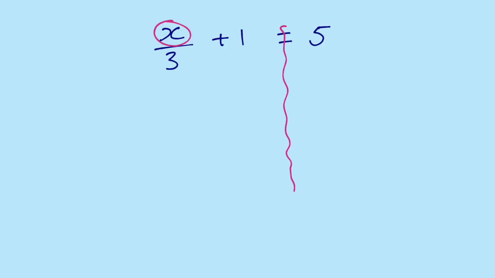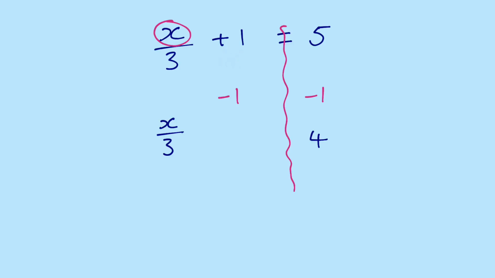Now at this stage it's important to point out that in a fraction the line here means divide. So this means x divided by 3. However, before I do anything with this term here, I'm going to get rid of this plus 1. So the first thing I'm going to do is to get rid of the plus 1, and to do that I subtract 1. And if I subtract 1 from the left hand side, I have to subtract 1 from the right hand side, otherwise the equation will not balance.